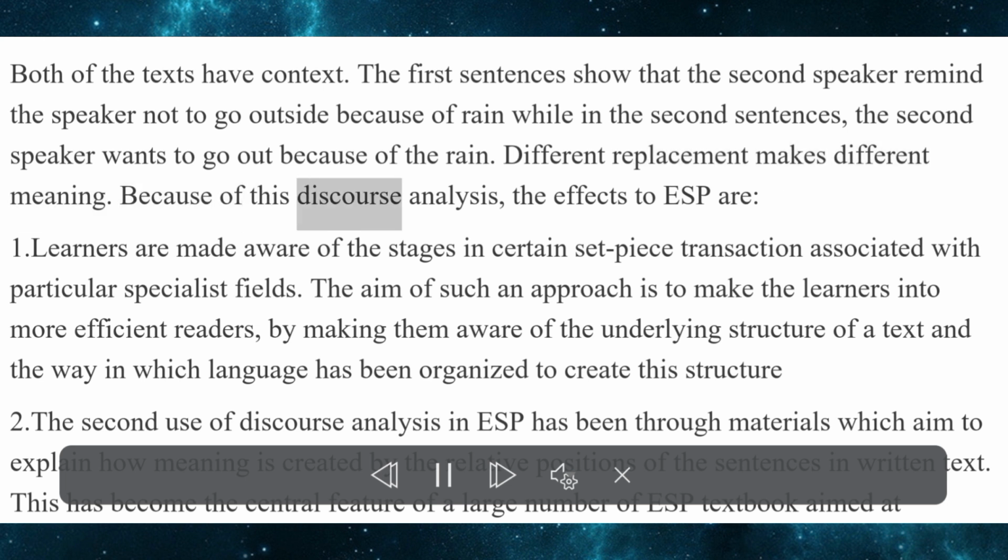Because of this discourse analysis, the effects on ESP are: 1. Learners are made aware of the stages in certain set-piece transactions associated with particular specialist fields. The aim of such an approach is to make the learners into more efficient readers, by making them aware of the underlying structure of a text and the way in which language has been organized to create this structure.